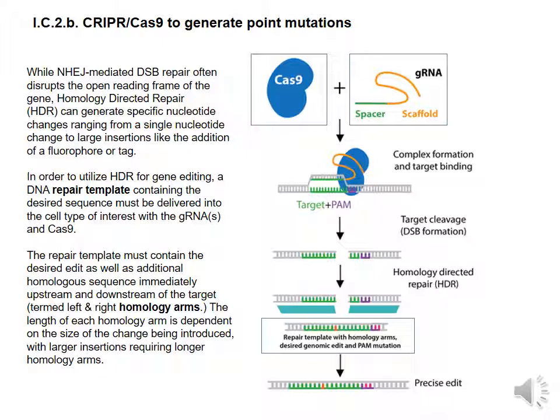The length of each homology arm depends on the size of the change being introduced, with larger insertions requiring longer homology arms. The process is similar to the one that we just described in the previous slides, but in this case, once the Cas9 identifies the target sequence and generates a double-strand break in the DNA, the HDR system uses the repair template to fix this double strand break and introduce this new sequence in the cut position. And now we've just generated a precise edit.